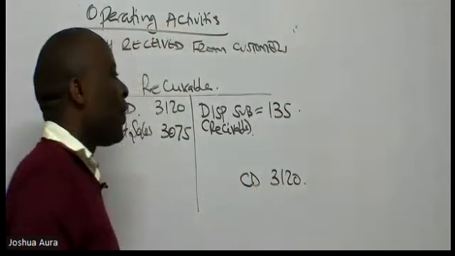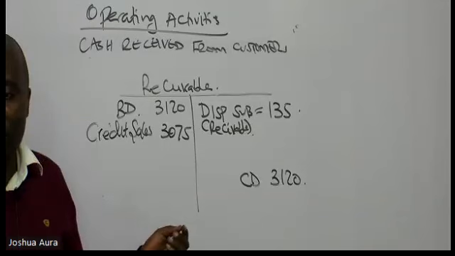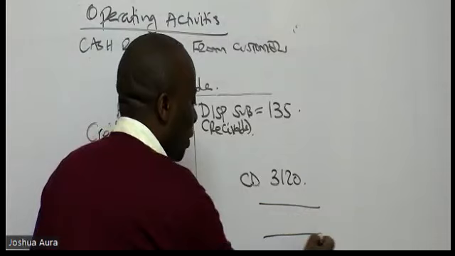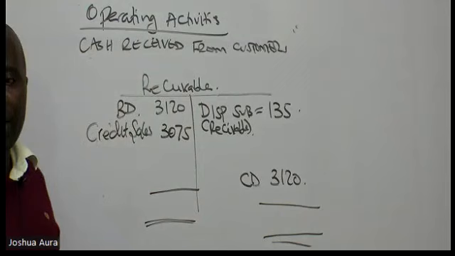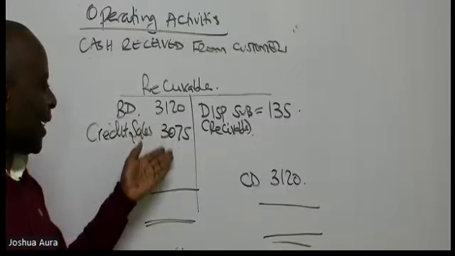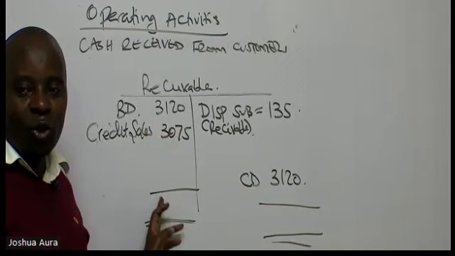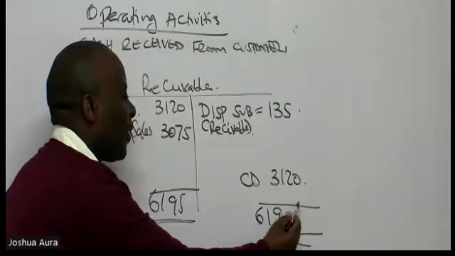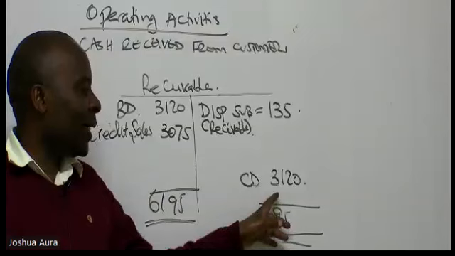135. So ladies and gentlemen, if there are not many transactions affecting our receivables account, come and close this account. Close it up and tell me which side is heavier. Of course, this side. So how much should I book in here? This stands for the receivable of the disposed subsidiary. So this is 61.95. Could you kindly subtract these two from this? Take 61.95 minus 31.20 minus 135 to get the balancing figure.